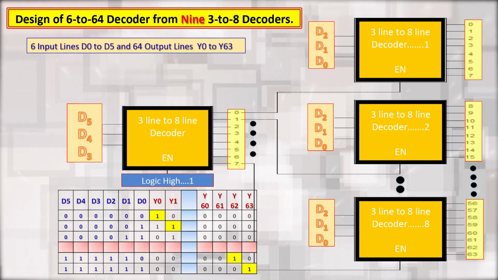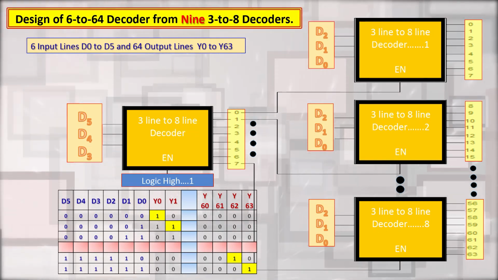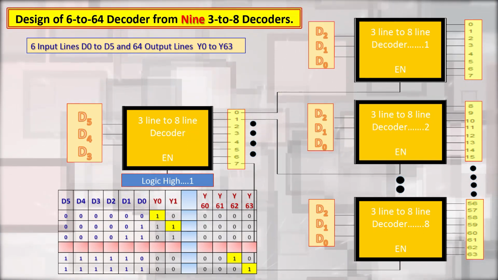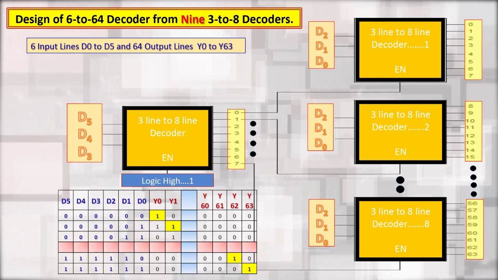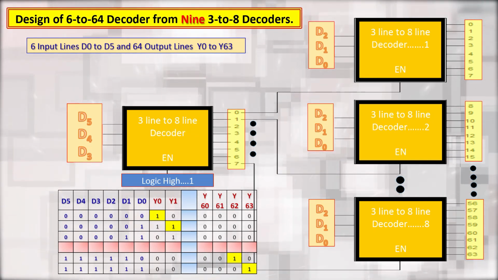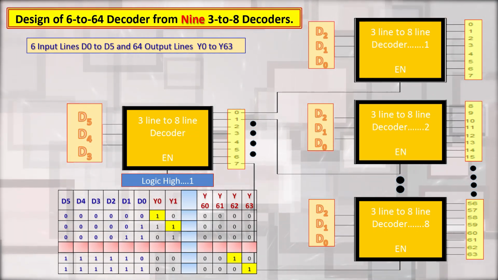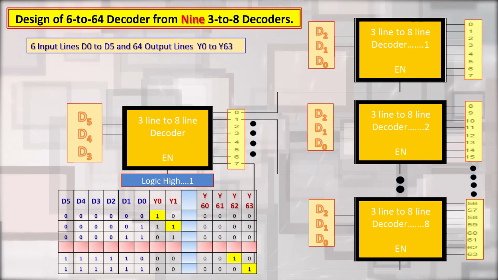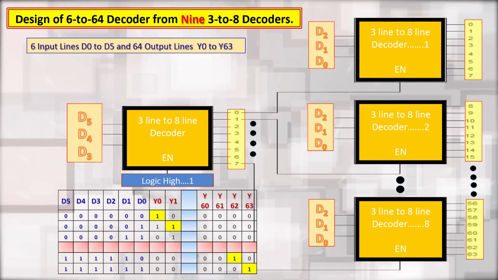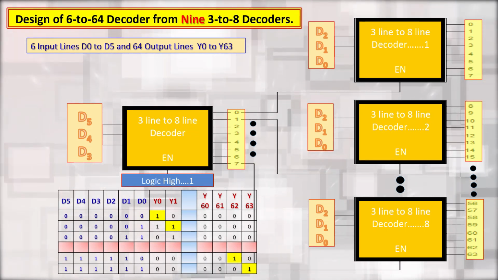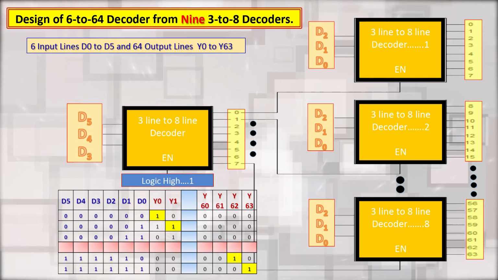So, this way we can realize the 6 to 64 decoder with the help of 3 to 8 decoders, based on the inputs. Based on the 3 MSBs, any one out of the 8 3 to 8 decoders will be selected, and based on the 3 LSB inputs, any one output of that selected 3 to 8 decoder will be high. So, this way we can realize a 6 to 64 decoder using 3 to 8 decoders.